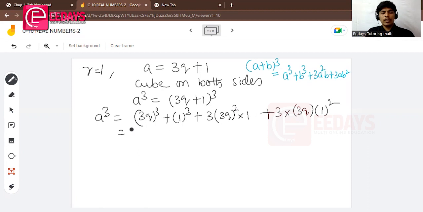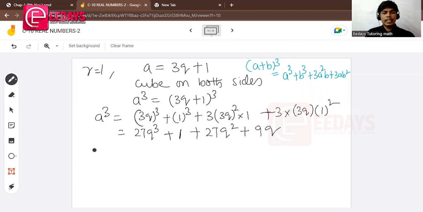Okay. Observe carefully. Here (3q) whole cube is nothing but 3 cube, which is 27, q cube is q cube, and 1 cube is 1, since 1 to any power is 1. Here 3 square is nothing but 9. 9 threes are 27q square, plus 3 into 3, 9, 9q. I hope everyone understood.